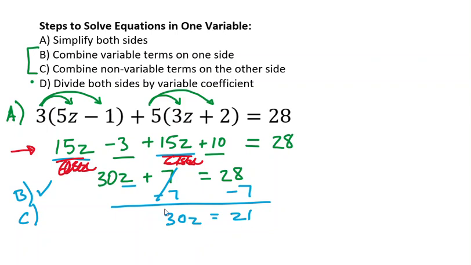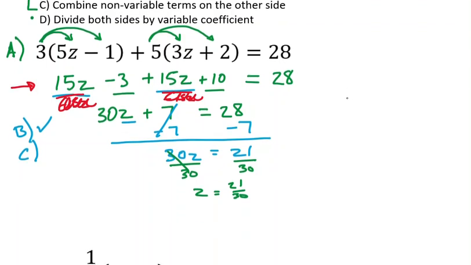And then finally, we'll take the coefficient. The coefficient is a fancy word that just means the number next to the variable, 30. And we're just going to divide both sides by that number. And z equals 21 over 30. Now, I like to write that down, even though I'm aware that it could be simplified. I like to write that down just so I can get it in my head.